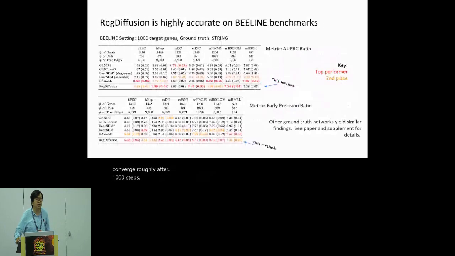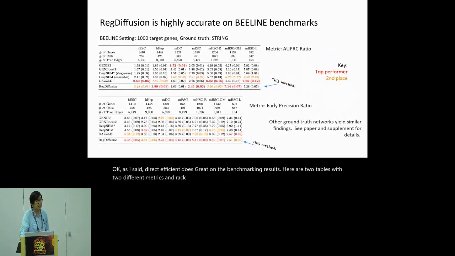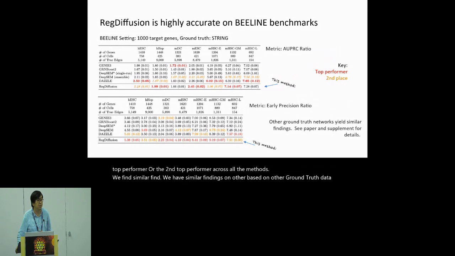Okay, as I said, RegDiffusion does great on the benchmarking results. Here are two tables with two different metrics, and RegDiffusion is the one listed at the bottom. You probably can't read the numbers, but you can easily identify that RegDiffusion, in most cases, is either the top performer or the second top performer across all the methods. We have similar findings based on other ground truth data, and all the results are provided in the preprint, in the paper.